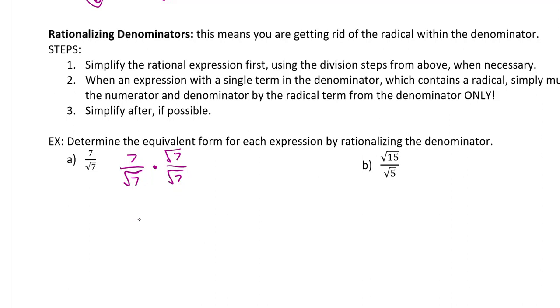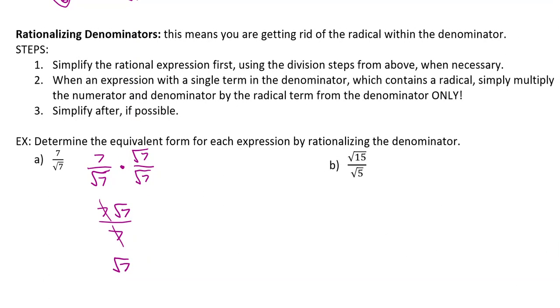Okay, so multiply the bottoms, root 7 times root 7, so that's just 7. But then we still have to multiply the top. So you've got 7 times root 7, and that's just 7 root 7. Now I have 2 coefficients of 7, and those can cancel. So my answer here is just root 7.